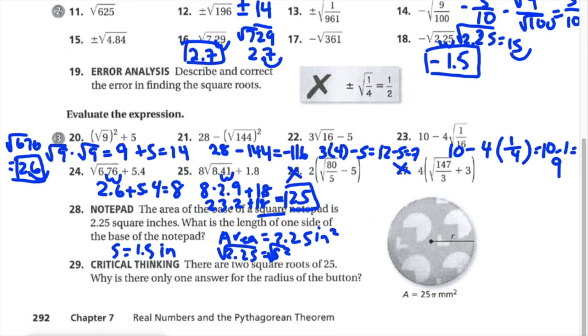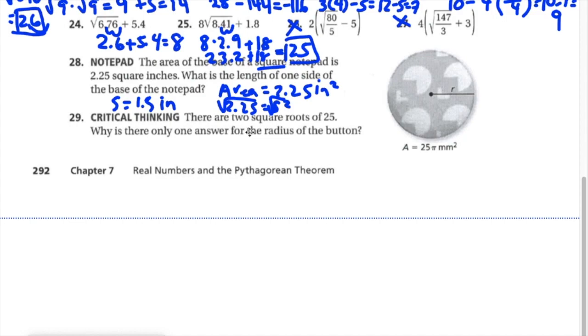And then lastly, we have 29. So there are 2 square roots of 25. Why is there only one answer for the radius of the button? So really, the answer here is just that we can't have a negative measurement for the radius of a button, right? So we know that our 2 square roots here are 5 and negative 5, but we cannot have a negative measurement.